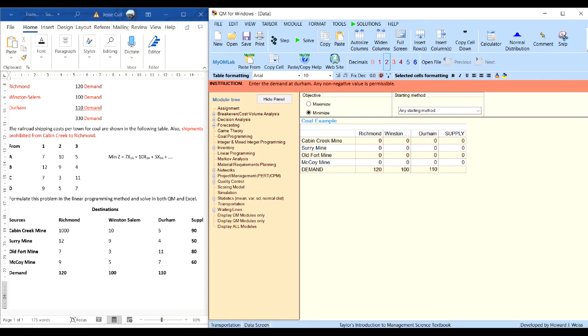Same for supply. Supply, we know Cabin Creek Mine supplies 90 tons. Surrey Mine supplies 50 tons. Old Fort Mine supplies 80 tons. And McCoy Mine supplies 60 tons.